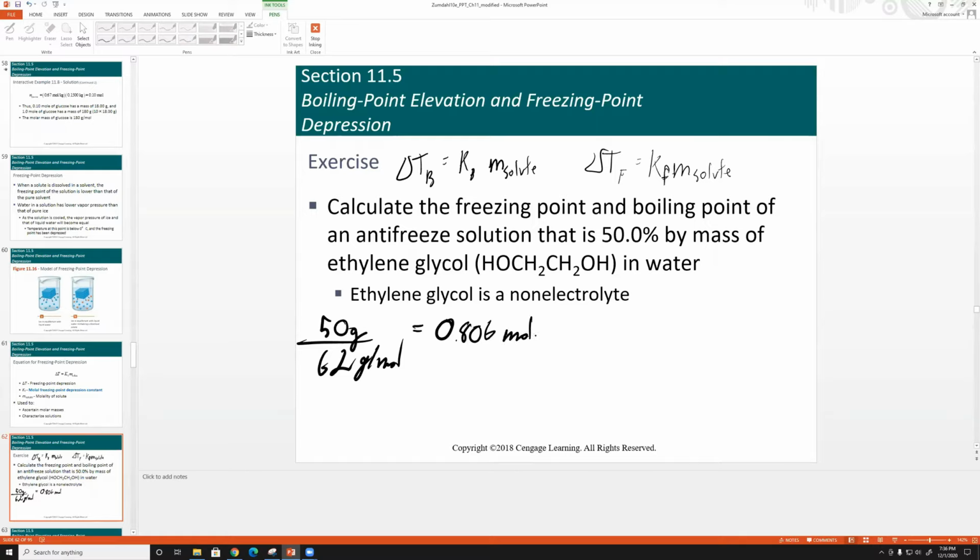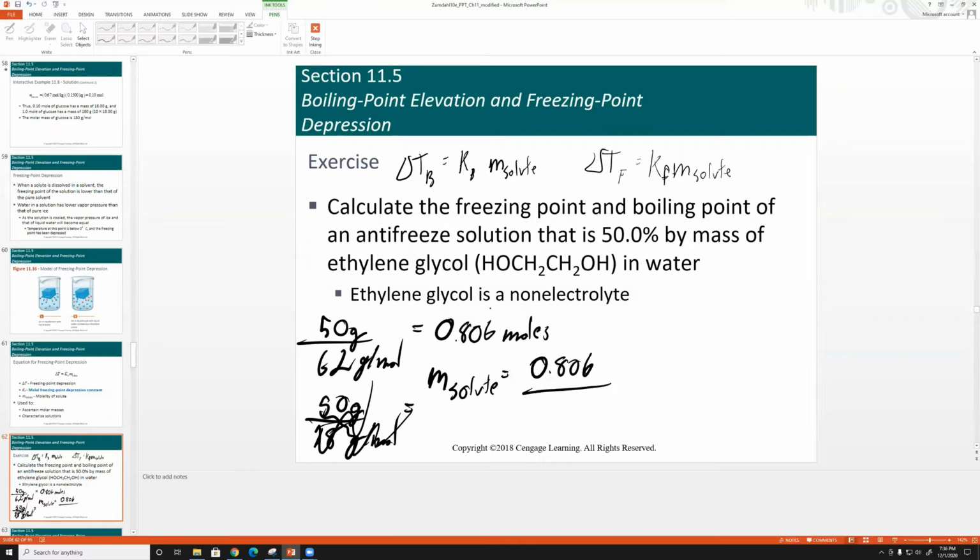0.806 moles. And now we have water, which is also 50 grams, divided by 18 grams per mole of water. Now, what is that going to be? Or do we even need that? We don't even need that. We only need the molality. Well, it's good to know for another question, but forget it. So now the molality is going to be the same for both of these equations, so we can just figure it out.